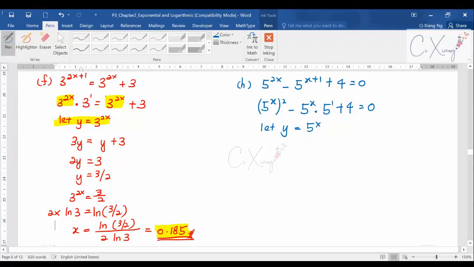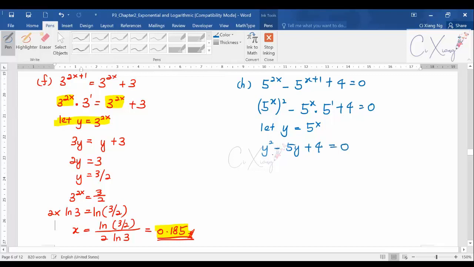Like just now, both powers are the same, so you just let y equals 3 power 2x. But now you're having two different powers, 5 power 2x and also 5 power x. So I will substitute y as the smaller power one. So I will let y equals 5 power x. And then for 5 power 2x, I can rephrase it like this, 5 power x, power 2. Therefore, I will have y squared minus 5y plus 4 equals 0.